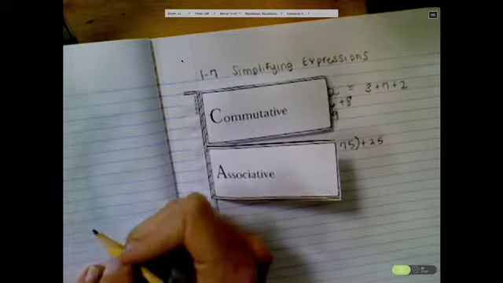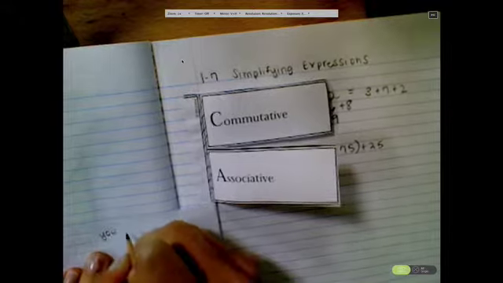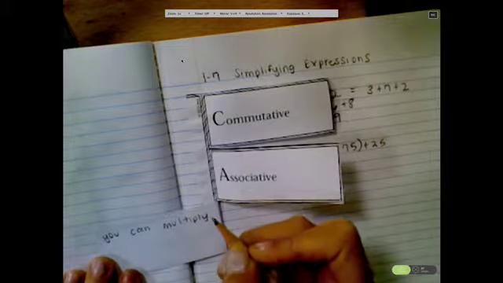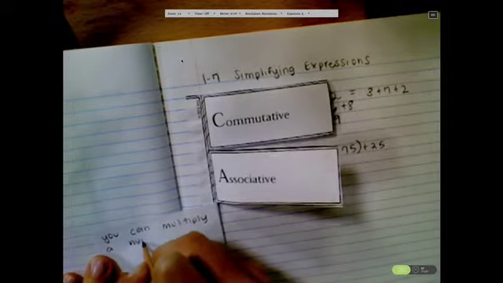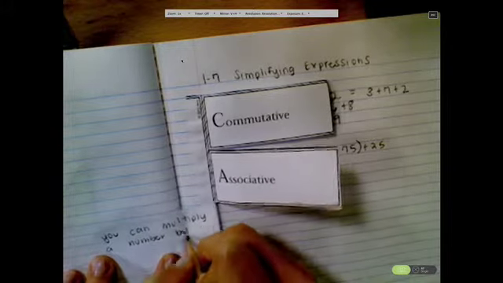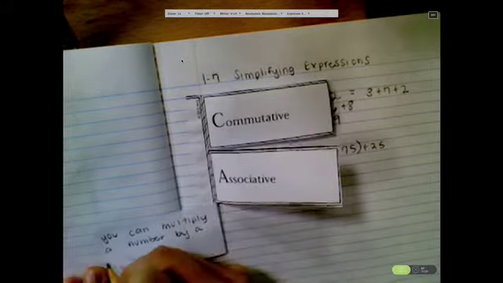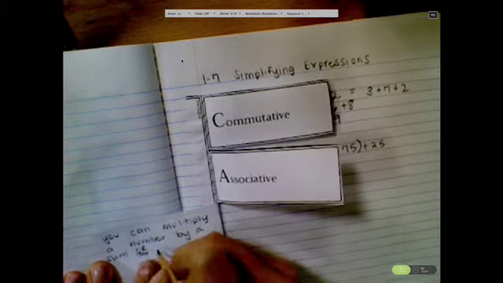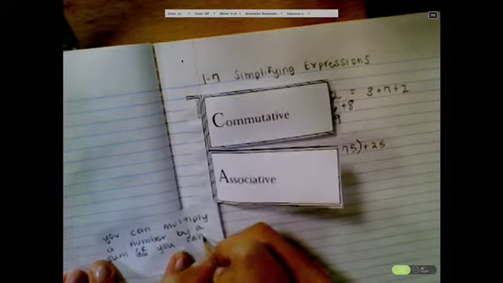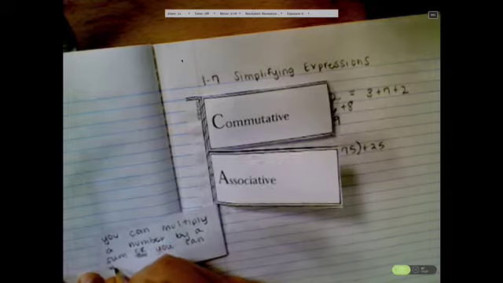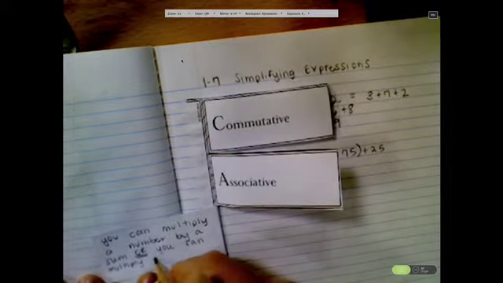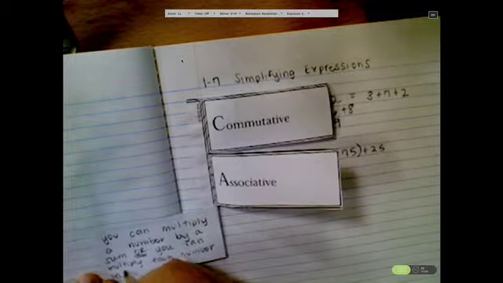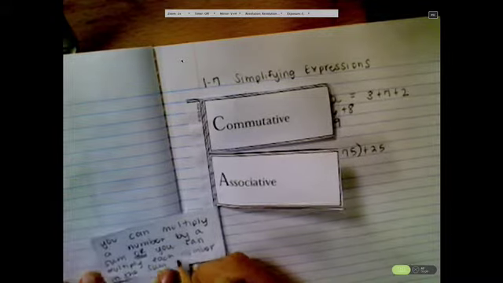The distributive property says you can multiply a number by a sum, or you can multiply each number in the sum and then add.